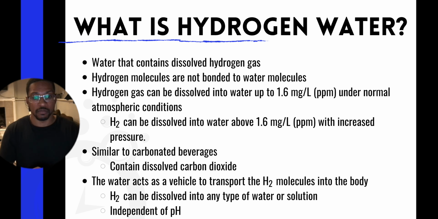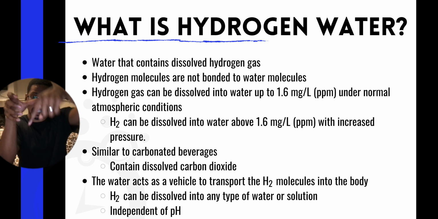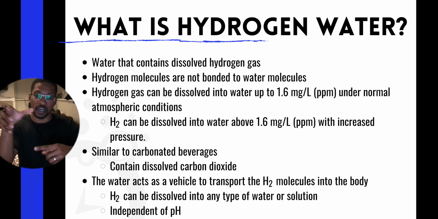And hydrogen gas can be dissolved into water up to 1.6 milligrams per liter, or ppm, under normal atmospheric conditions. So if we had a glass of water sitting right here and we took hydrogen gas from a hydrogen gas generator and bubbled it into the water, eventually the concentration will reach 1.6 milligrams per liter, or ppm. That is basically the saturation point of hydrogen in water under normal atmospheric conditions at basically sea level.